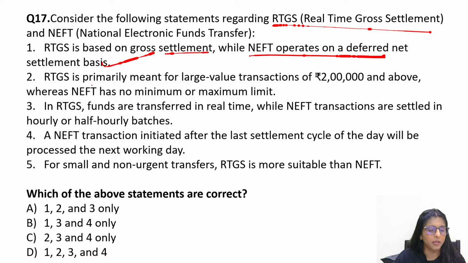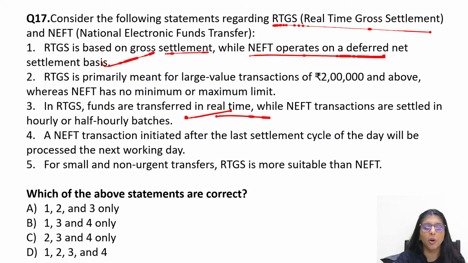Yes. RTGS is primarily meant for large value transactions, that is a minimum of 2 lakh and above, whereas NEFT has no minimum; it can transfer even rupees 1, and has no maximum limit. In RTGS, funds are transferred in real time, while NEFT transactions are settled in hourly or half-hourly batches. It's correct. NEFT transactions initiated after the last settlement cycle of the day will be processed the next working day.